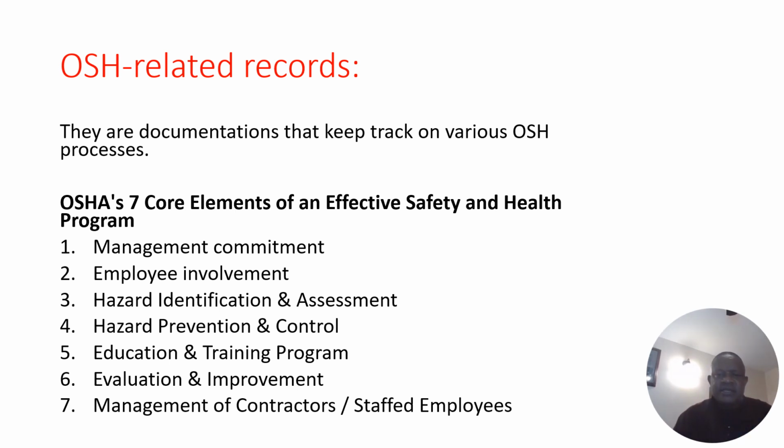Our discussion today will mainly revolve around these 7 core elements of an effective safety and health program: management commitment, employee involvement, hazard identification and assessment, hazard prevention and control, education and training programs, evaluation and improvement, and management of contractors and staffed employees.